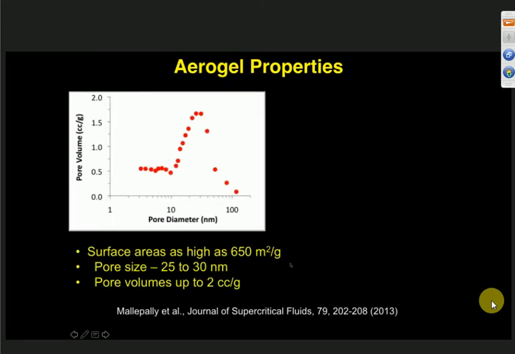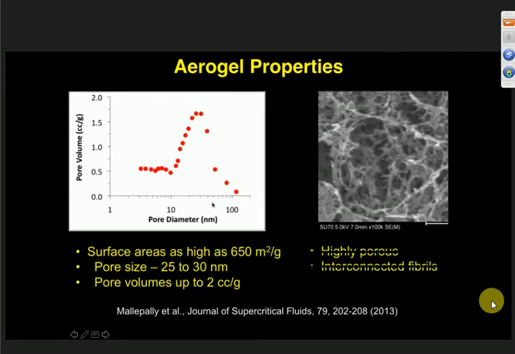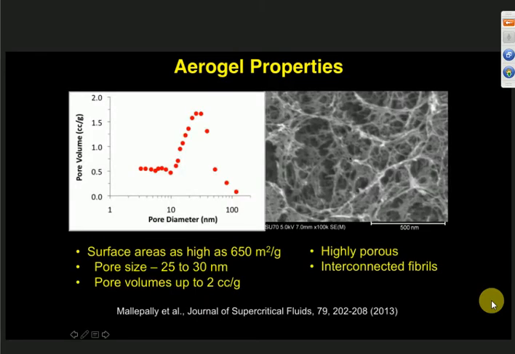The properties of aerogels are that they have very high surface areas, going from 600 to 1000 square meters per gram, and pore sizes of 25 to 30 nanometers. Pore volumes are about 2 cc per gram. So here is a typical example of pore volume versus pore diameter. Then there's a typical scanning electron microscope image showing the porous network.